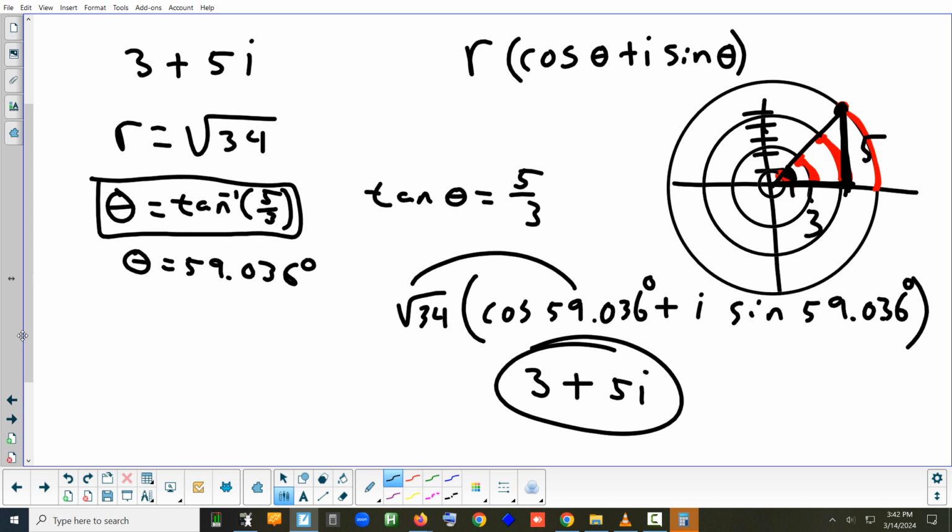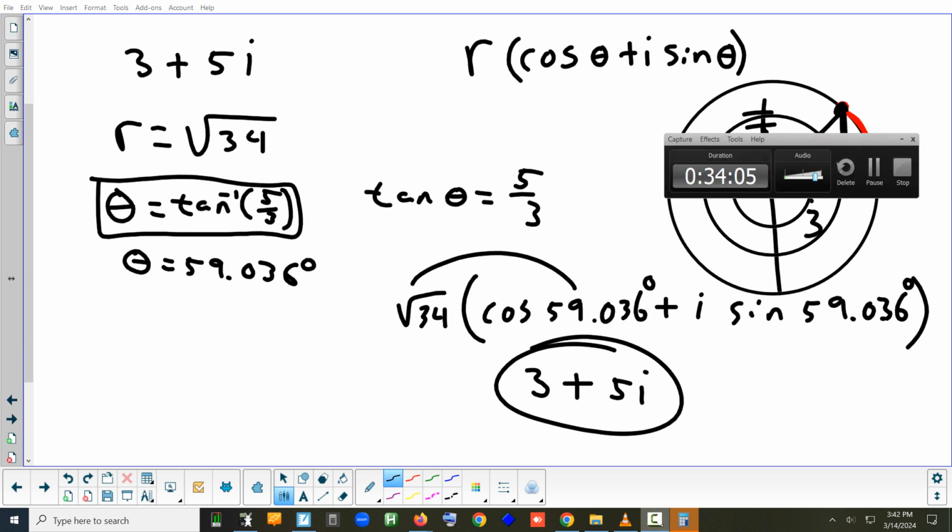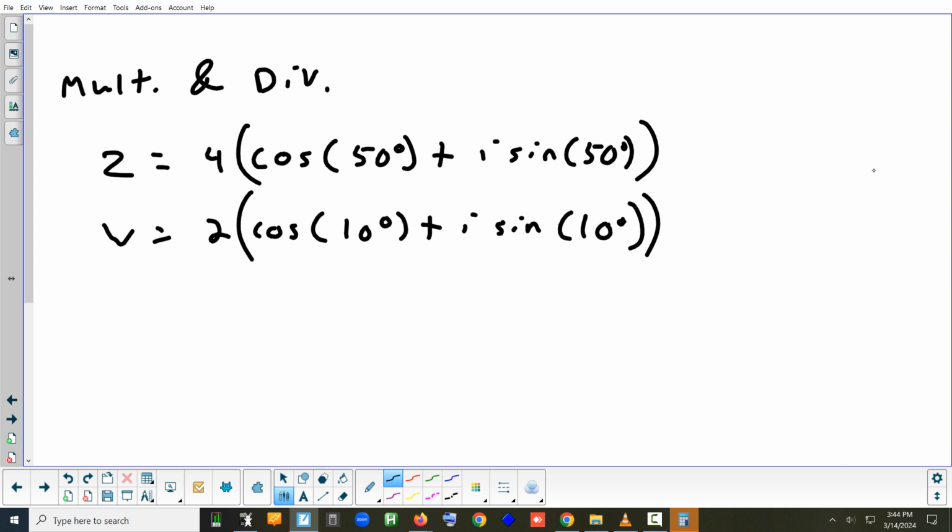Any question on that one? So this one is giving us two complex numbers already in trig form, and they want us to multiply them and divide them. So let's start with multiply. To multiply these two numbers together, what do we do with the two radii that are in front? Do we add them together, or do we multiply? We multiply.